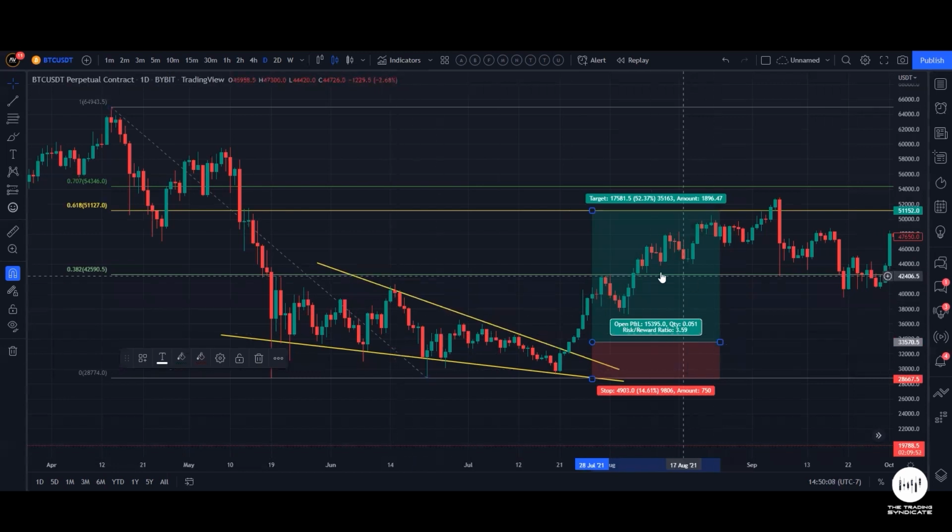So that is how you can use this tool on TradingView to identify risk to reward ratios. And this would, of course, be the value of the second number in your risk to reward ratio. This is the value of the reward. So the risk value is going to be 1. The reward value is this value right here. So this would be a 1 to 3.59 risk to reward ratio.